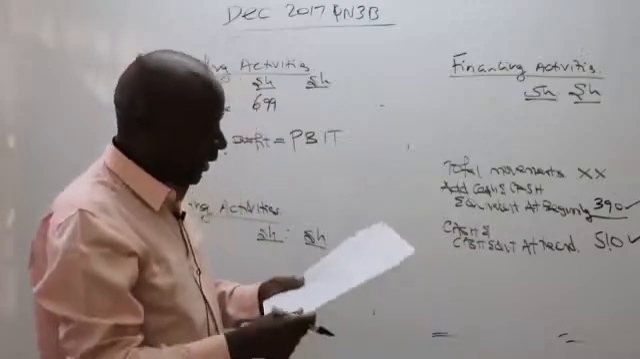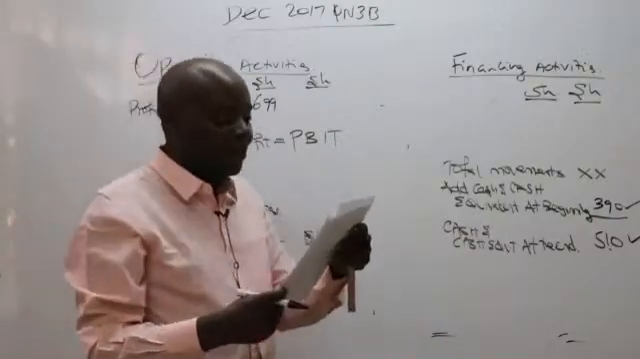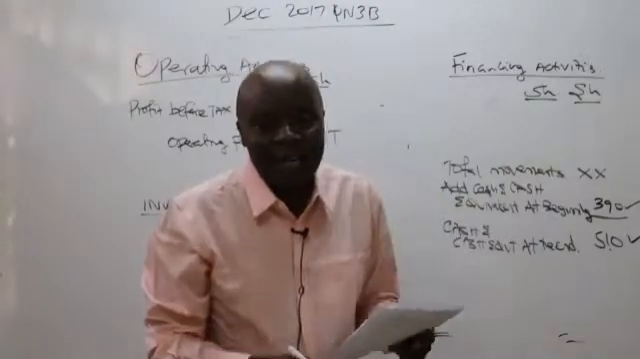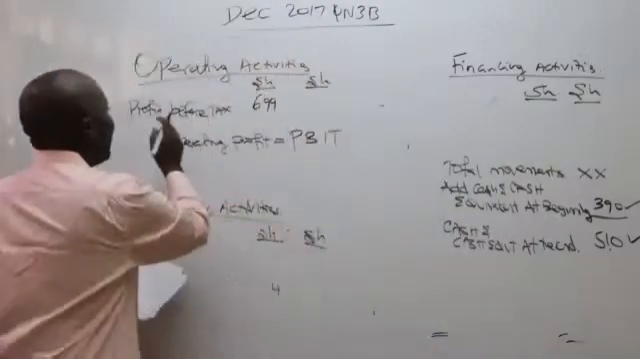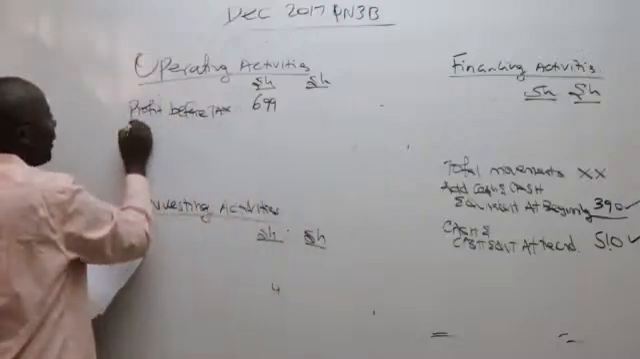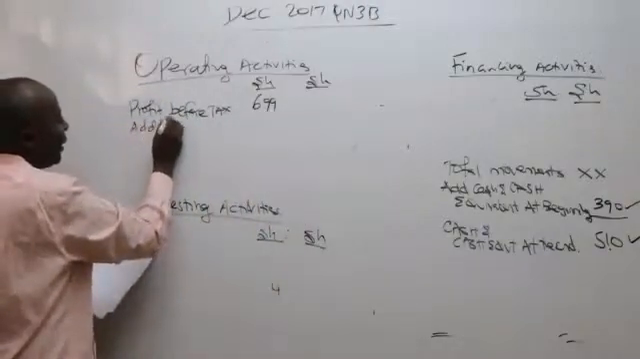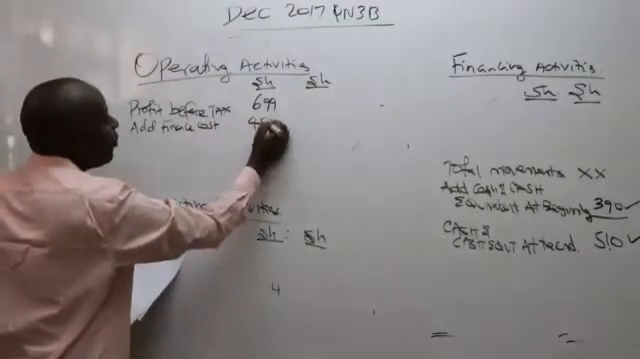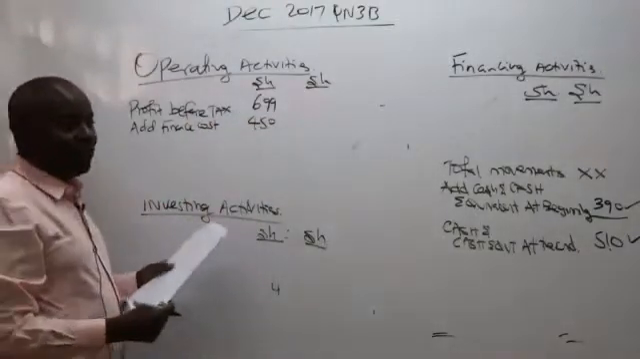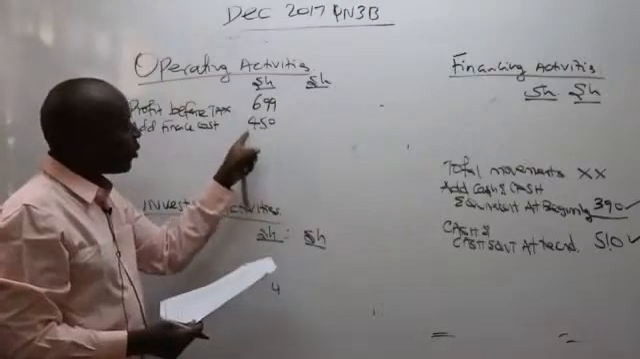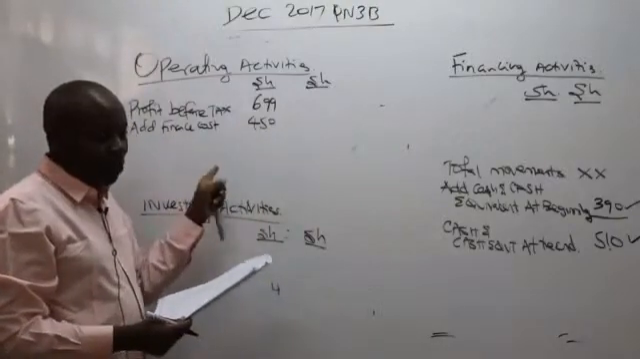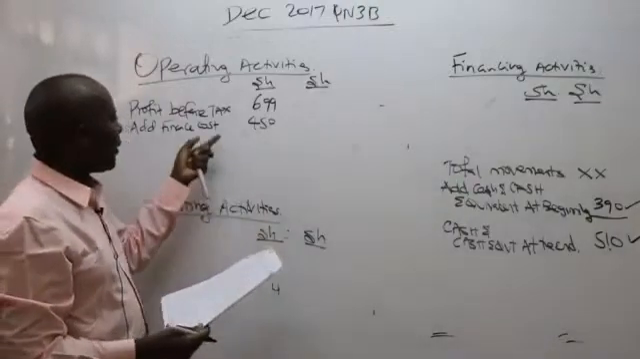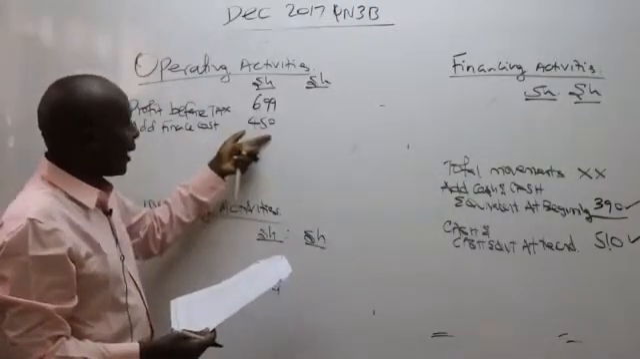They say it is 450, isn't it? If you look at the income statement, they have given us the finance cost. So come here and add the finance cost here. The finance cost here is 450. If you wish, you can add it to give us profit before interest and tax, but you can also leave it like that and just add the finance cost.